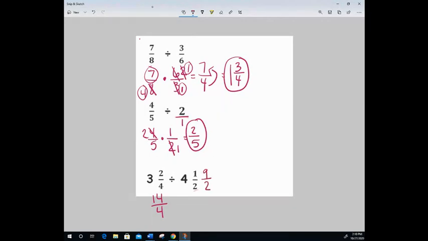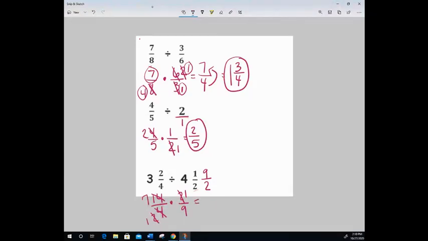Now, the reason I put this one on this side is because I have to remember that I'm going to have to flip that. So division turns into multiplication, and then I need to flip 9/2 to 2/9. Looking for combinations, I could do the 2 and the 4. 2 goes into 2 once, and 2 goes into 4 twice. I also can do the 2 and the 14. 2 goes into 2 once, and 2 goes into 14 7 times.